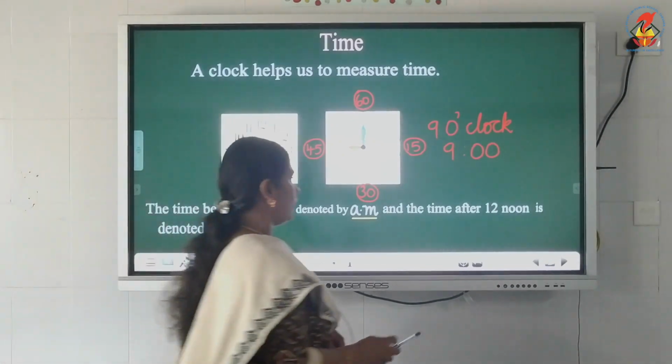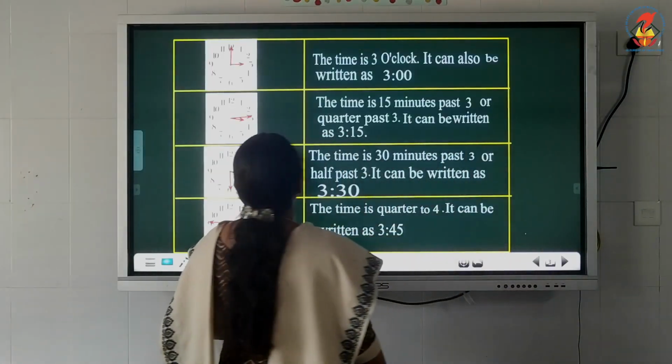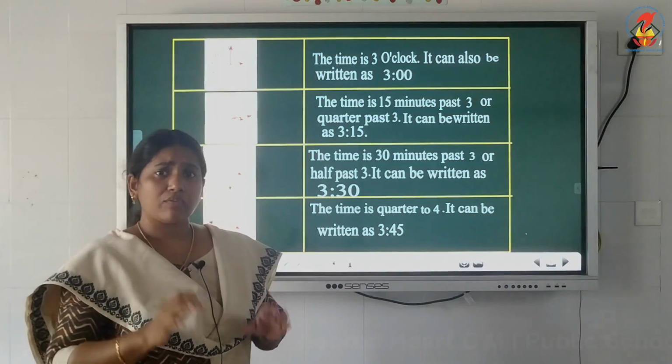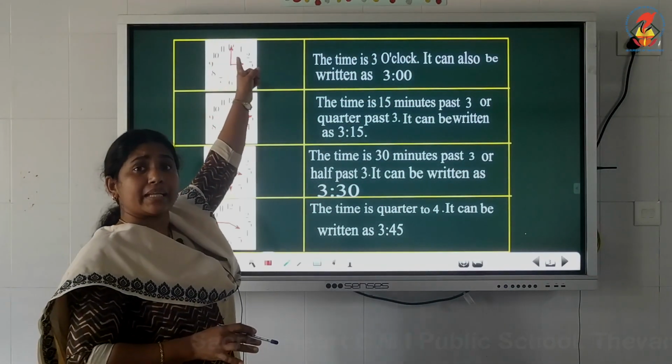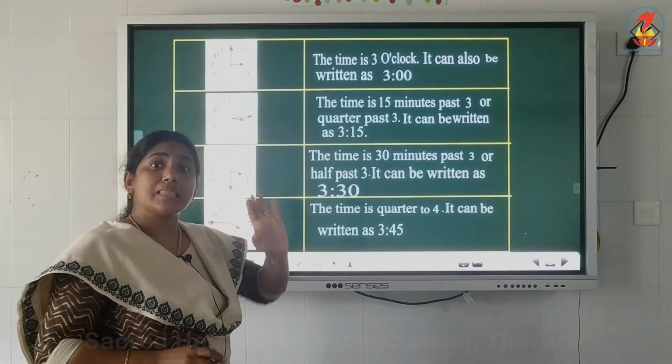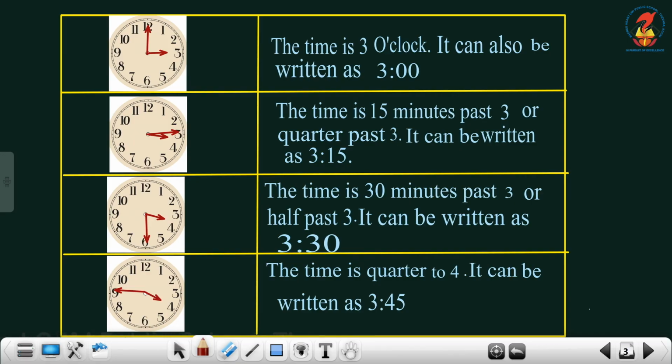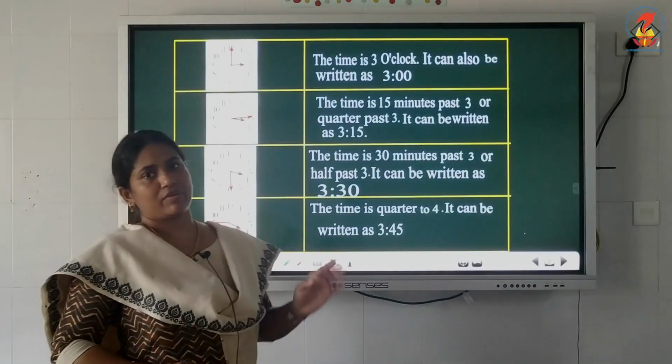Okay children, now look here, you can see a clock over here. Look at the clock children. The hour hand is on 3 and the minute hand is on 12. So what is the time? That we already studied in our first standard. If the hour hand is on 3 and the minute hand is on 12, the time is 3 o'clock. It can also be written as 3, two dots we will put, and 0, 0. Is it? This type of question we write in our first standard.